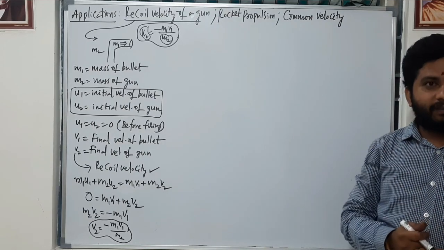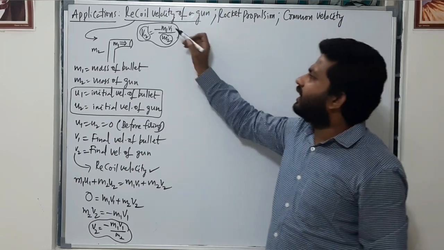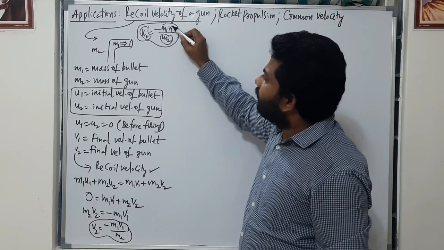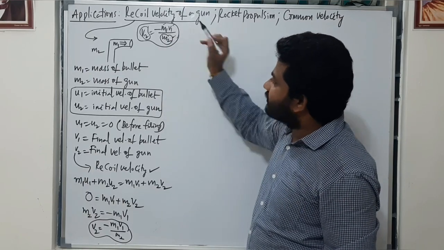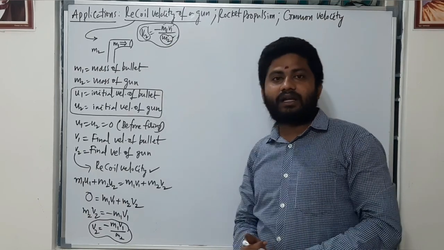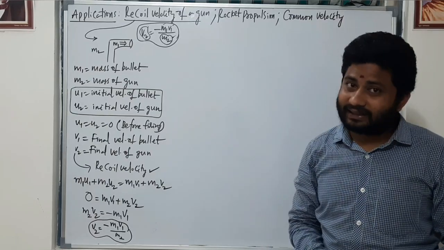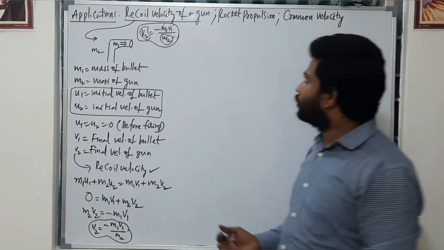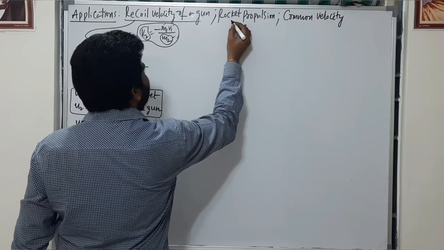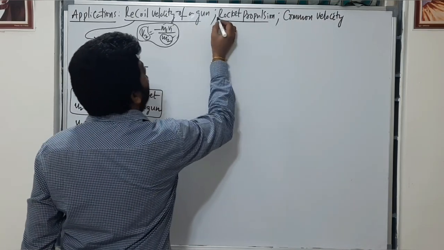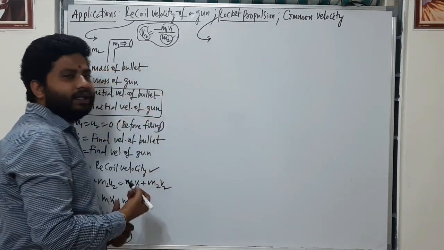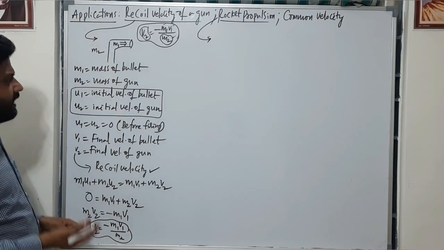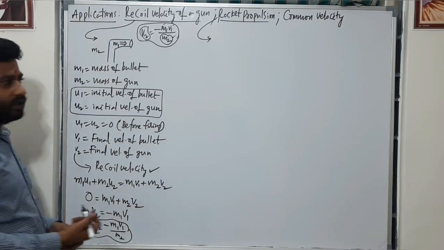And how will the questions be asked here? Simple. They'll give a mass of the bullet, velocity of the bullet, and mass of the gun. You can find directly the recoil velocity of the gun, right? And number 2, what's the second application? The second application is the rocket propulsion. Are you ready? Similar way, let's understand the rocket propulsion case.